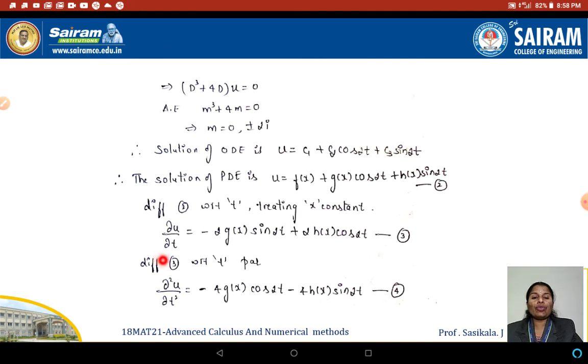Take dou u by dou t. There is no product rule anywhere, so directly you can go: first one 0, second one minus 2 into g of x, cos becomes sine. That's what is written here. And here 2 into h of x into cos, sine becomes cos. Again, one more differentiation with respect to t, I'll get minus 4 g of x cos 2t minus 4 h of x sin 2t. Now these are equations number 2, 3, 4.